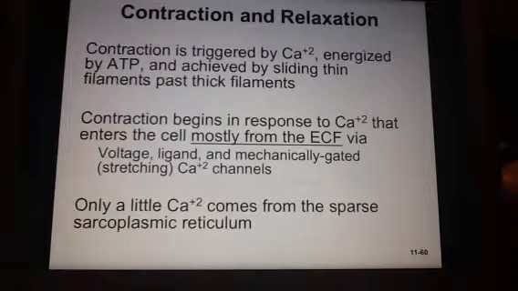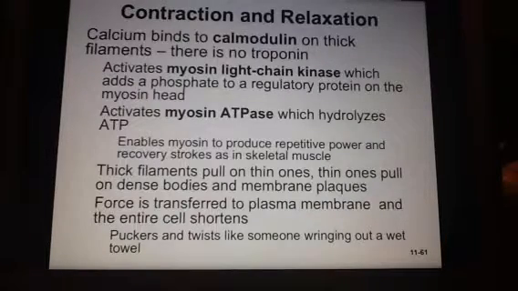It is energized by ATP, but I'm looking at why this looks like it's two different things. I'm guessing the top one is... I don't know why it says it begins in response to calcium ions that enter from the extracellular fluid through these channels. So that is different than in the skeletal muscle. Sorry, I was really thrown off by that first sentence.